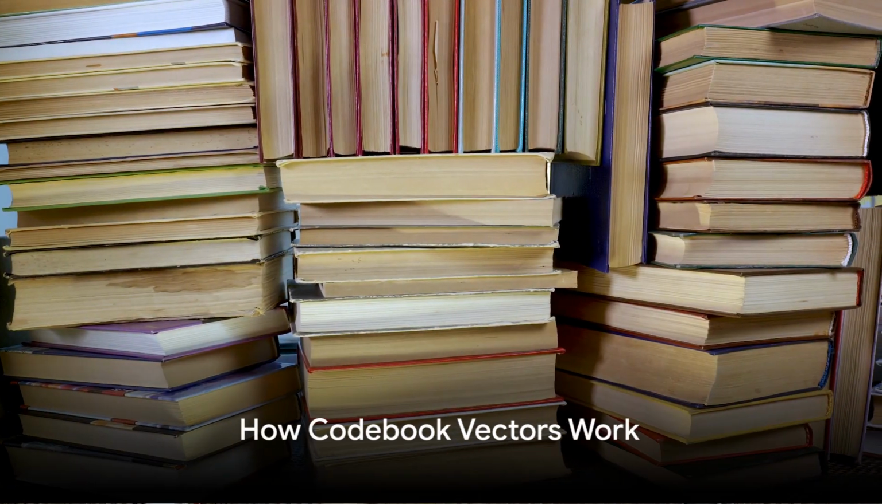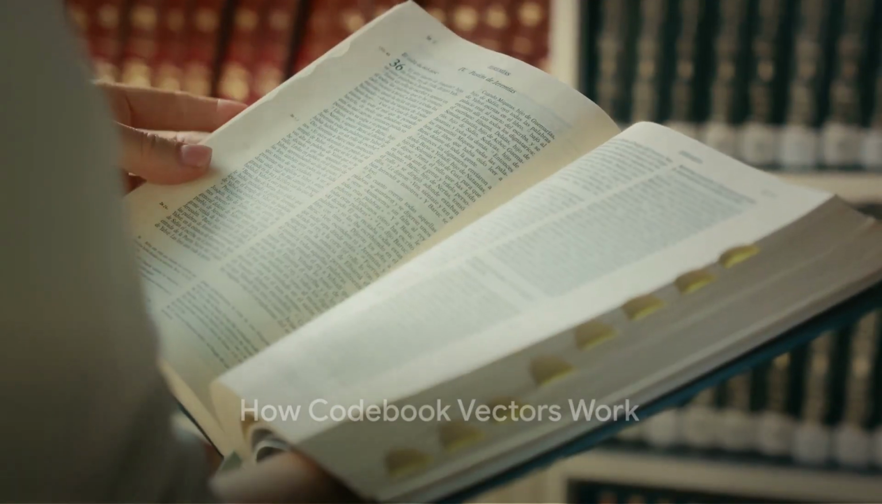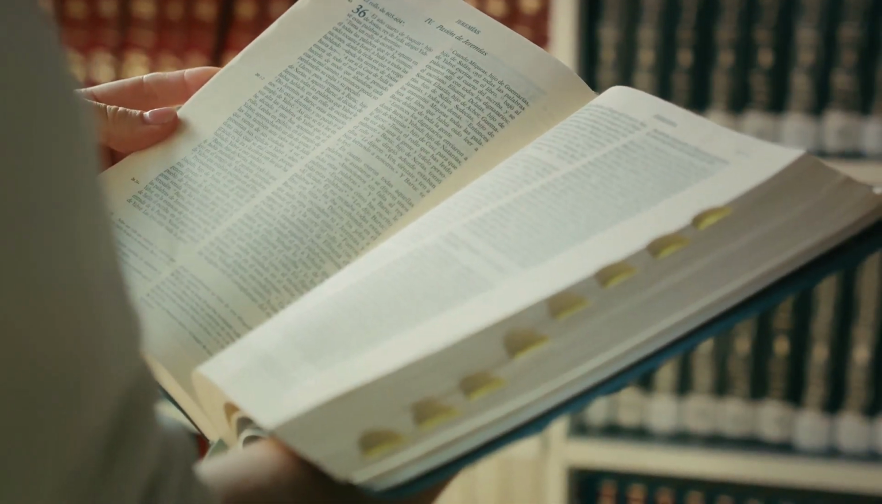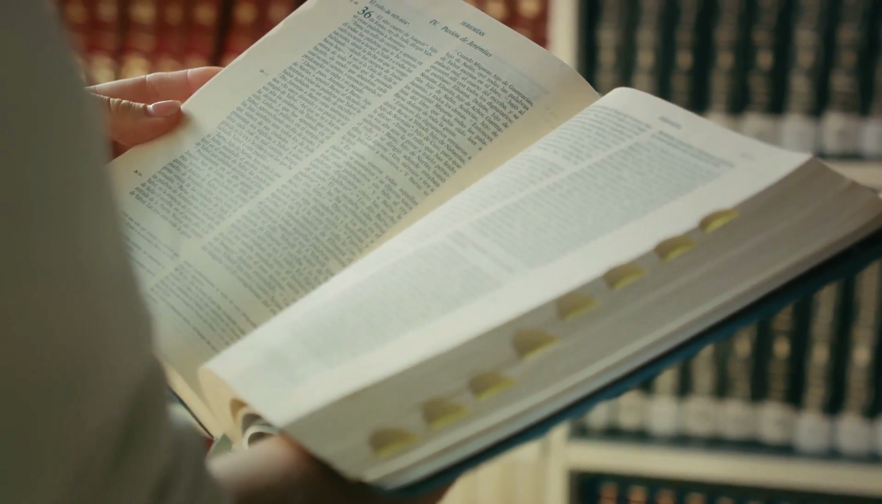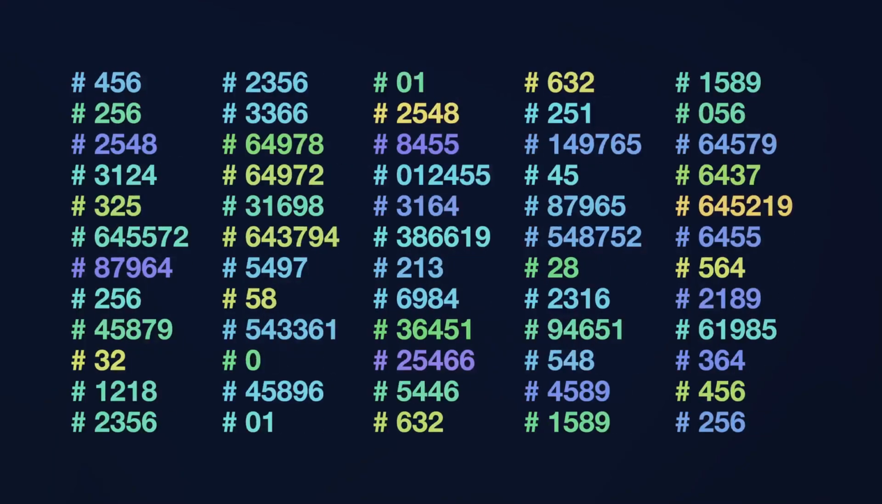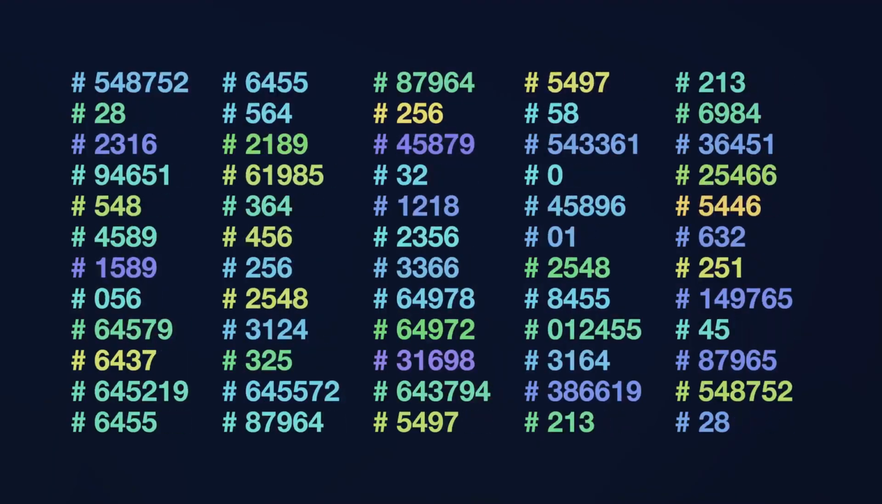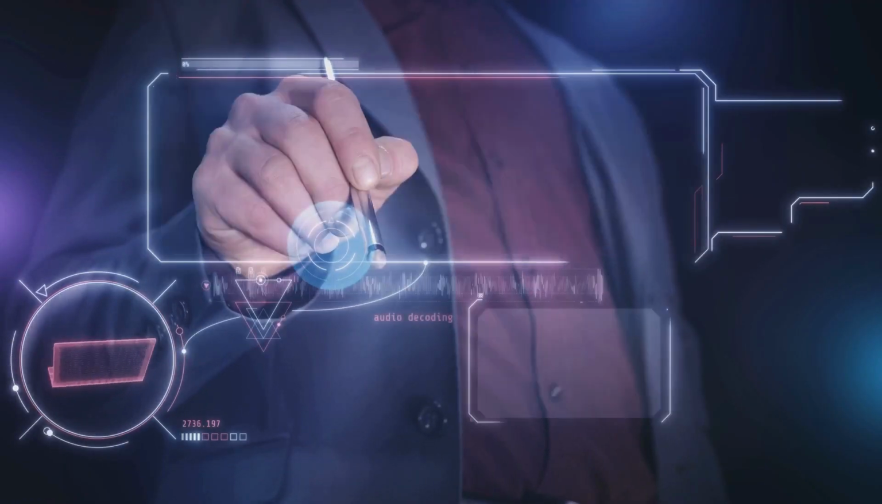So, how does a codebook vector work? Picture a library. Each book in that library has a unique identifier, a number, that helps you find it among the thousands of other books. The library in this case is your dataset. The unique identifiers? Those are your codebook vectors. They help you find specific pieces of data within your set.